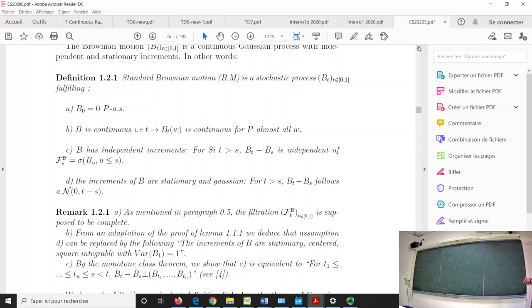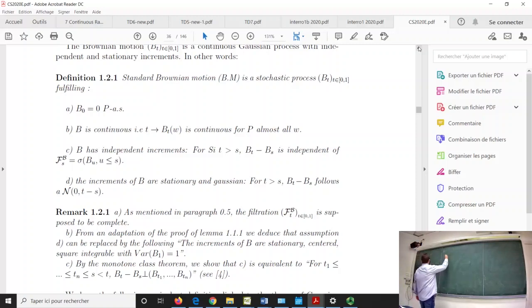So I have a look at what I want to prove and check that all the points are fulfilled. So continuous, no problem, because continuity is one of the elements in my definition. Okay, so if I am a Brownian motion, I am continuous. I want to prove that I am a Gaussian process. Okay? What is the definition?